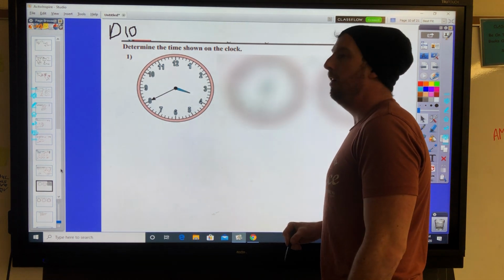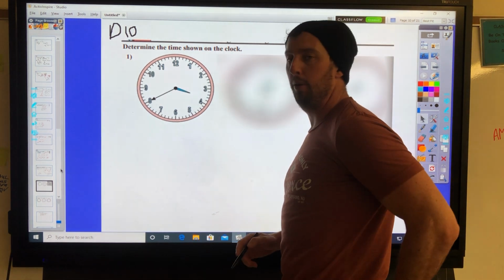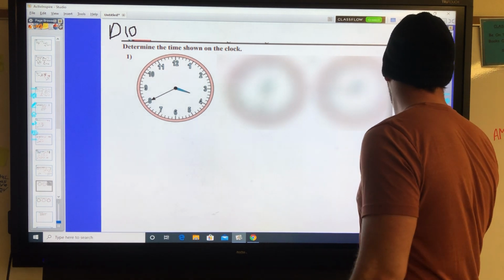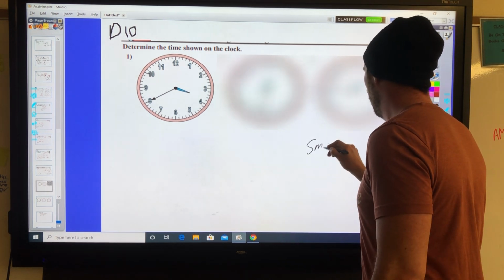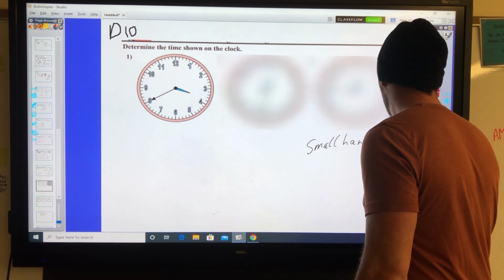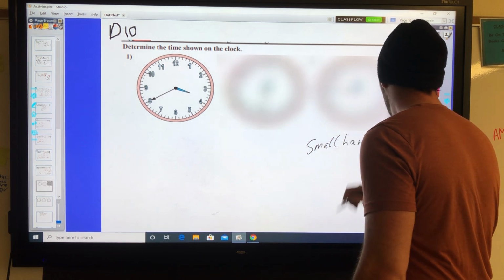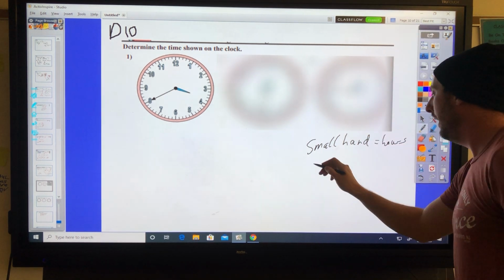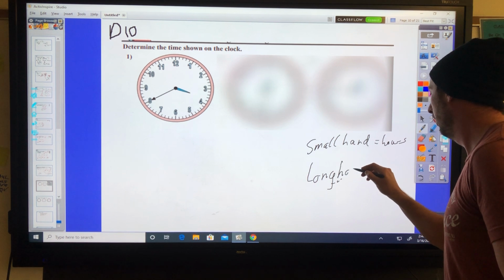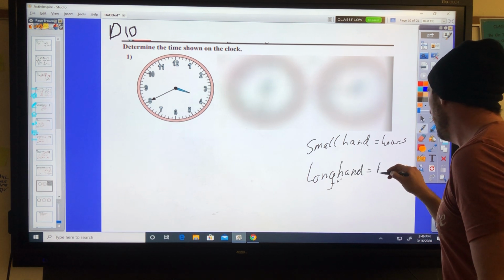Determine the time shown, like we talked about for our last one on day 9. The small hand is the hours. The small hand's the hours, the long hand, or the big hand, equals the minutes.